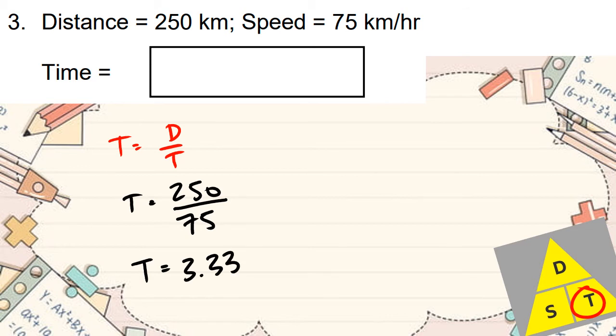3.33. And what is the unit for time? You can only use hour as a unit for time. So hour. 3.33 hours. Next.